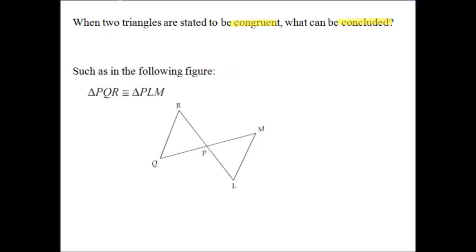Triangle PQR is congruent to triangle PLM. If these two triangles are congruent, then all of their corresponding parts have to be congruent as well. Let's think this through. For example, angle R, which is right here, has to be congruent to angle M. So the two triangles are congruent. Therefore, angle R has to be congruent to angle M.